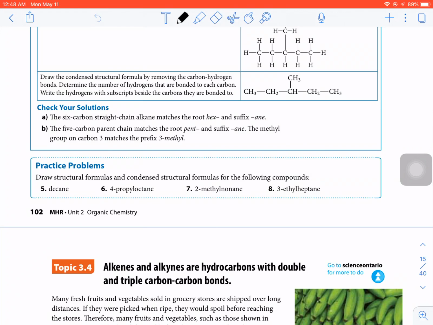4-propyl octane. So when I see this molecule, I'm going to start with my octane, 8 carbons, and then I'm going to put on the 4th carbon from the end propyl, which is 3 carbons, right? Methane, ethane, propane. So propyl means a 3-carbon side chain. So let's go back.